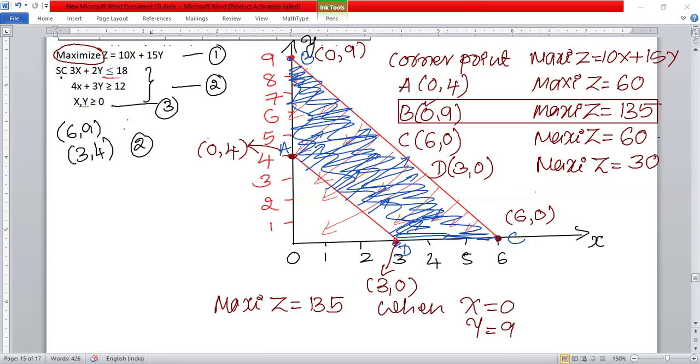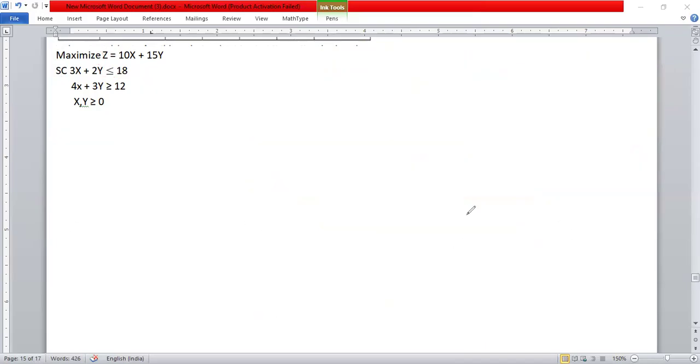So this is a linear programming problem. We'll move on to the second one. Second problem. So let me start.